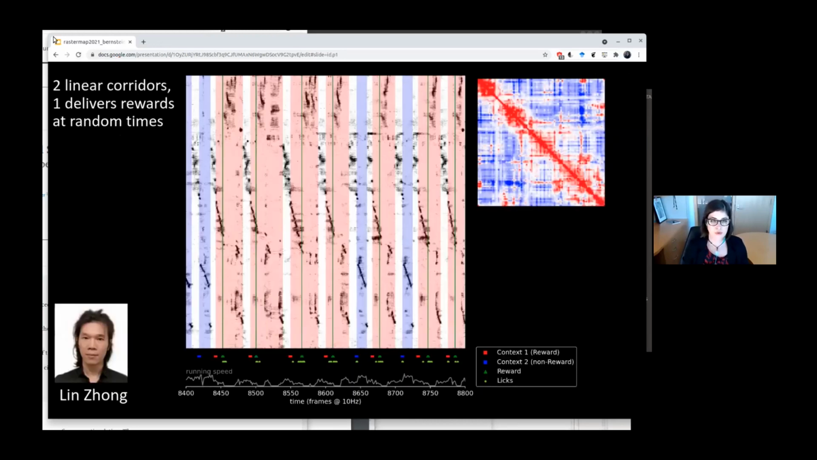Another way to use Rastermap is on behavioral data. This is data that Lin Zong has collected in Marius Pachitariu's lab. He's a postdoc there. And he has this task where mice run through 2 virtual corridors. There's a blue one and a red one. In real life, they're rock textures and leaf textures. And one of these corridors, this red one, is rewarded at a random time. The mice learn that they're going to be rewarded in this corridor, and you can see that they stop and lick in this corridor for these rewards, but they learn that in the blue corridor they're not going to be rewarded, and they just run straight through and lick much less often.